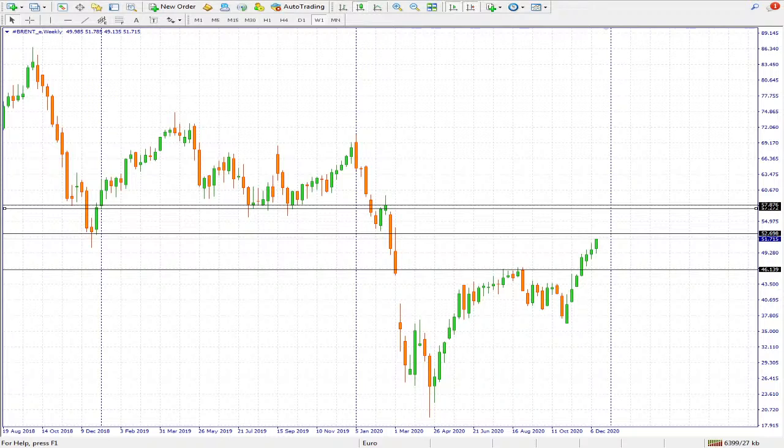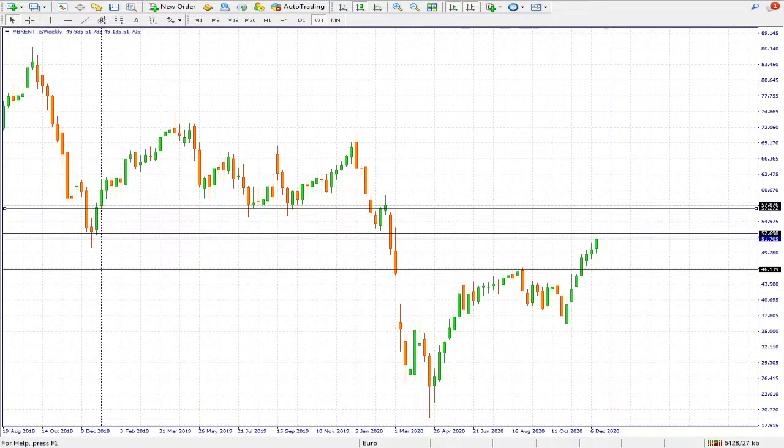We'd like price to test that level, where if it does break beyond, then that will mean we are now continuing to the upside. So the idea will be to keep looking for more buy positions, keep looking for more buy orders, expecting price to continue upwards up to the resistance level which will form in the future.